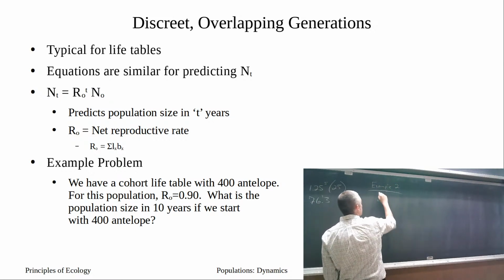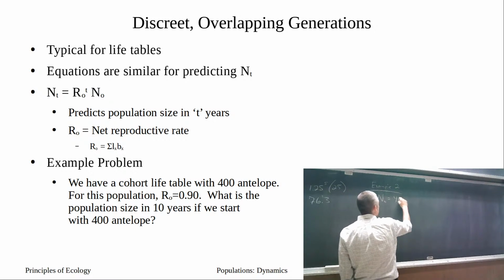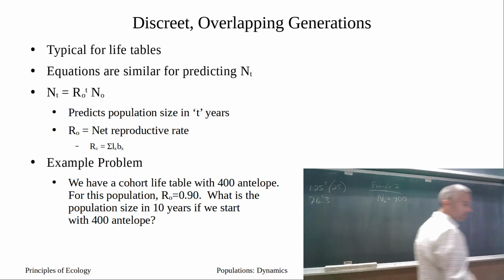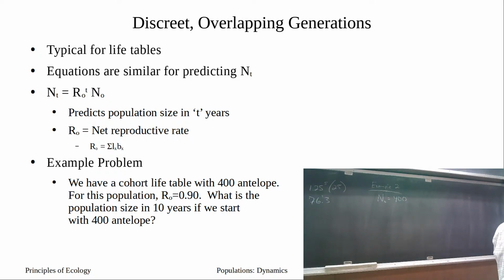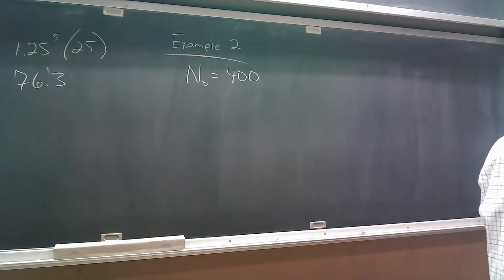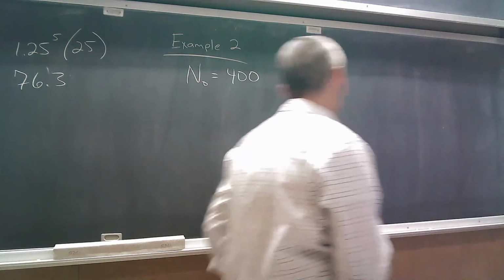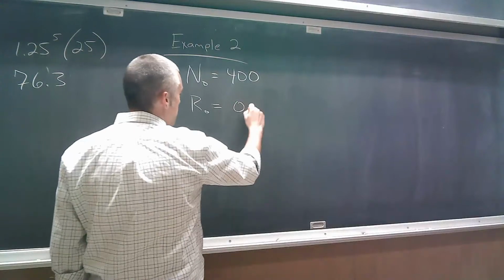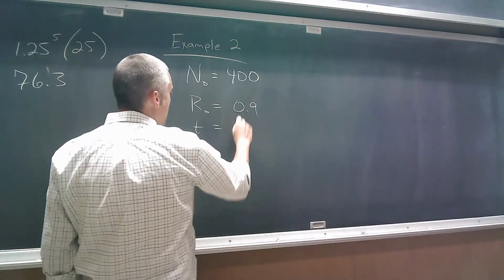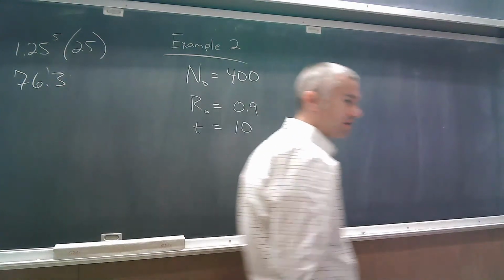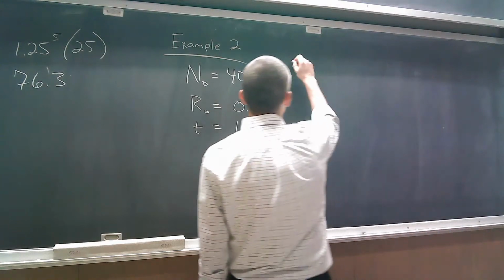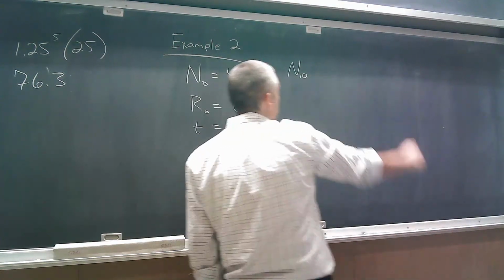We start with 400. That's our n naught, or n sub 0. I give you a net reproductive rate of 0.9. Then I ask, what's our population size in 10 years? So what value are we looking for? We are looking for n sub 10.